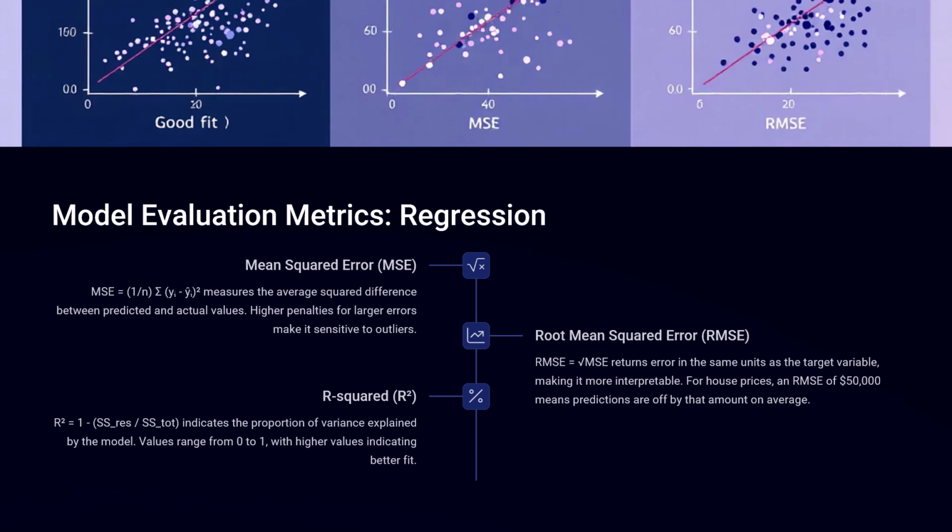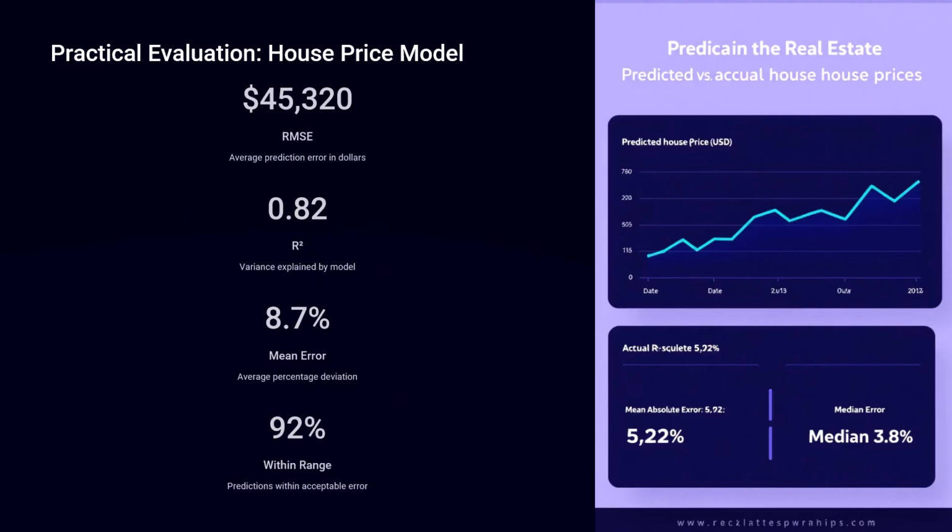R squared. R squared equals 1 minus the residual sum of squares divided by the total sum of squares, and indicates the proportion of variance explained by the model. Values range from 0 to 1, with higher values indicating better fit. Practical evaluation, house price model. $45,320 RMSE, the average prediction error in dollars. 0.82 R squared, the proportion of variance explained by the model.